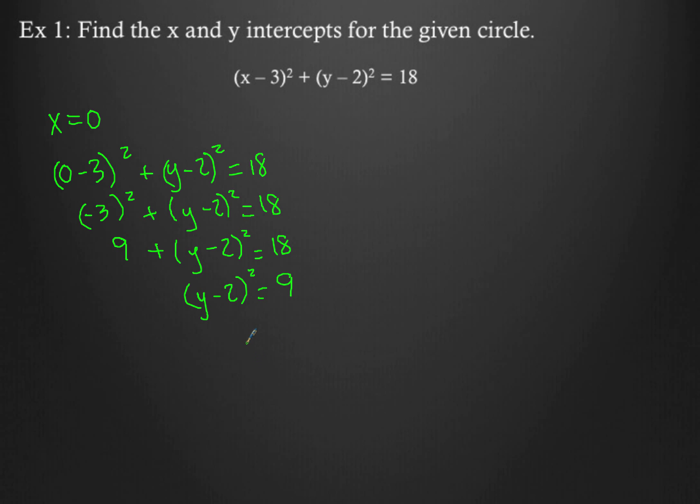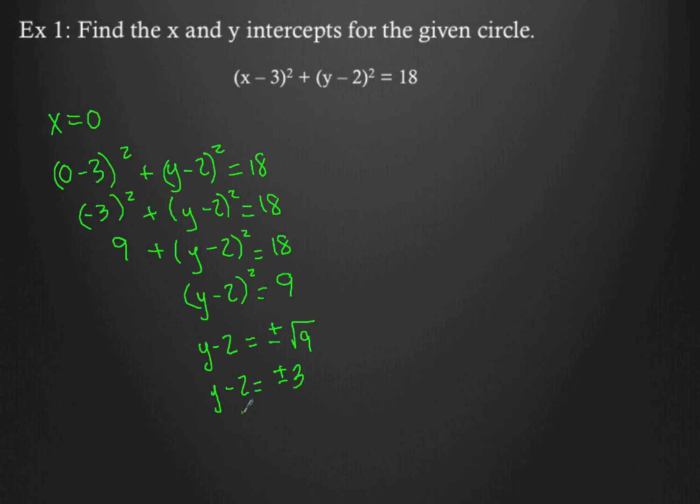Now, this is really nice right here, but you have to be careful, because most people know, okay, you're going to square root both sides, but be really, really careful that when you square root the right-hand side, you do plus or minus the square root of 9. Not just the square root of 9, but plus or minus. Everybody knows the square root of 9 is 3, so I have y minus 2 equals plus or minus 3.